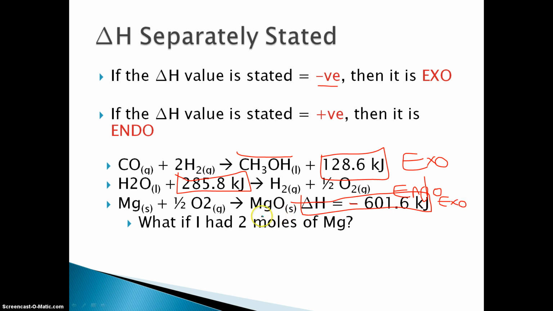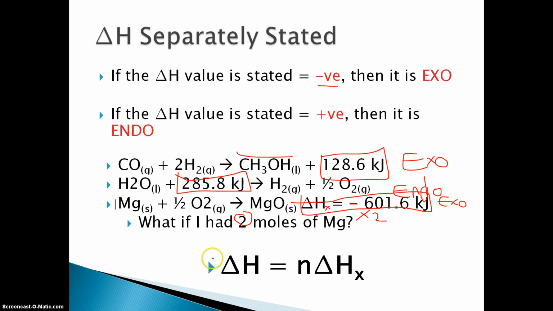Now, a question will arise, what if I had more than 1 mole? So let's say we had 2 moles of magnesium. Then we simply double this value, so we just times it by 2. Okay, because this delta H is with reference to 1 mole of magnesium. That's the value. If we have 2 moles, then obviously we have to double this value. So we'll get about 1200 kilojoules.